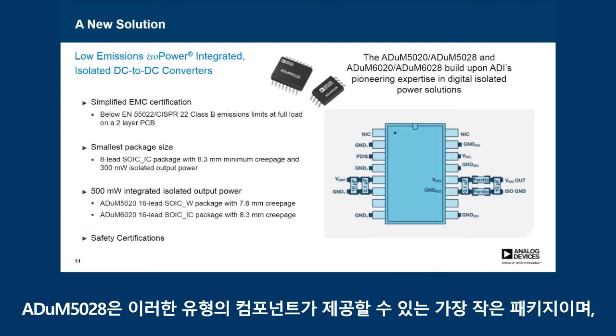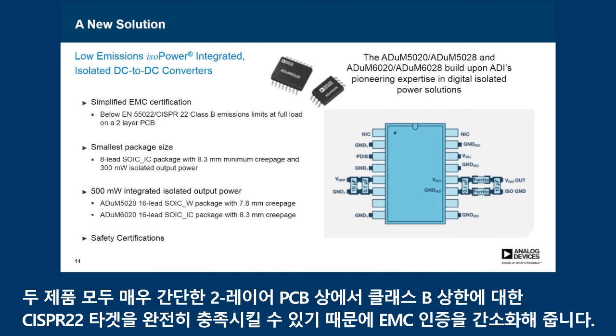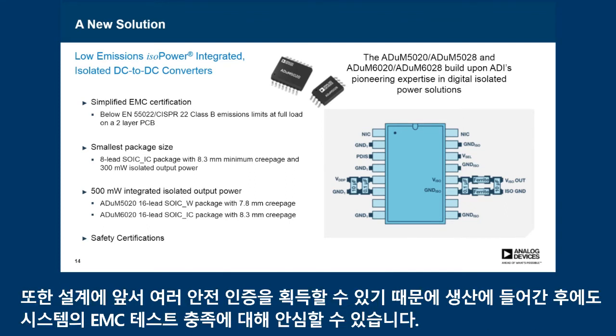The ADUM 5028 is in the smallest package available for this type of component, and both of the products simplify EMC certification because they will fully meet the CISPR 22 emissions targets to the Class B limits on a very simple two-layer printed circuit board. They also have a number of safety certifications in advance of your design, so it gives you a lot more confidence to have the system meet the EMC tests once you go to production.